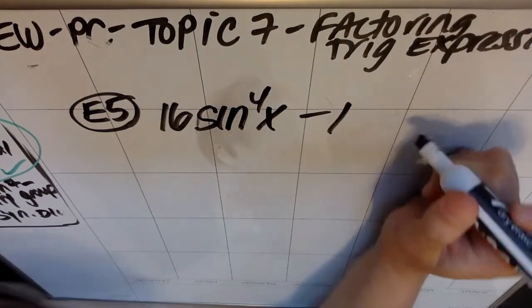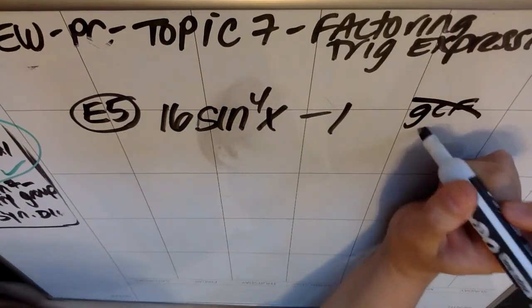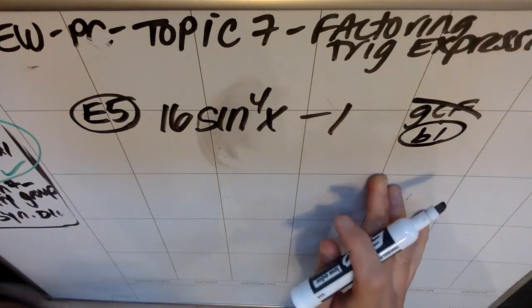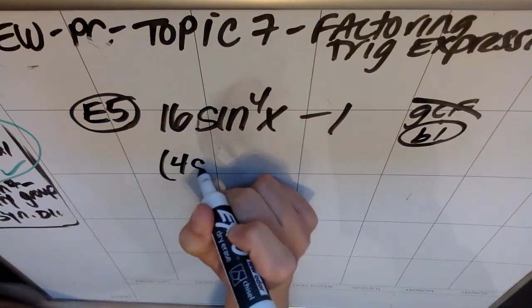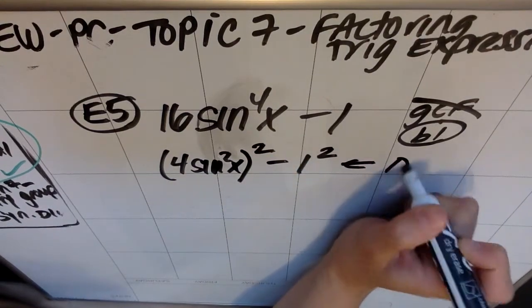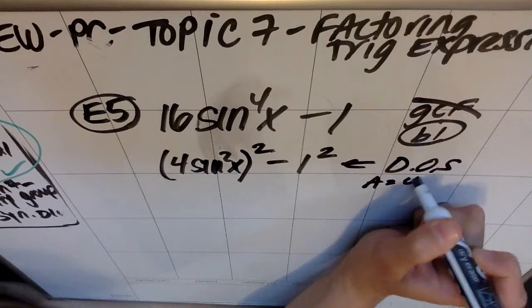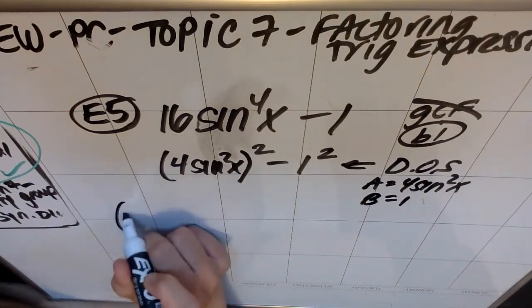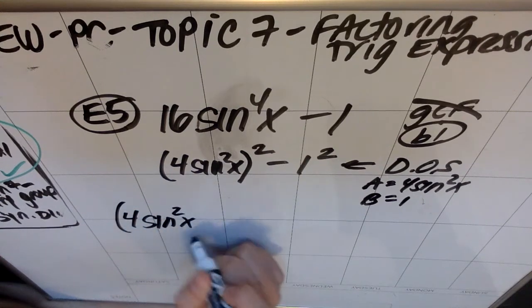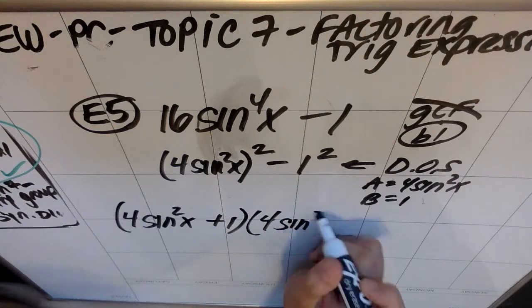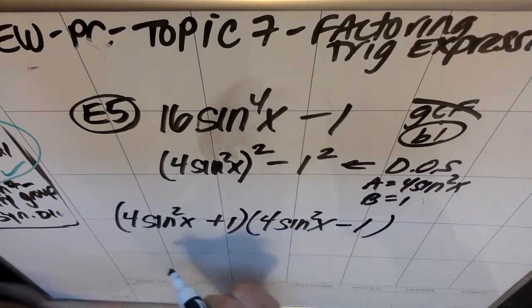So there is no GCF, right? I've got a 16 and a 1, there's a sine, there's not a sine. It is a binomial, right? So I say to myself, well, could this be one of those difference of squares? And it looks to me like if I rewrite this as 4 sine squared x, quantity squared minus 1 squared, it is a difference of squares, where my a is 4 sine squared x and my b is 1. So this is going to factor into a, 4 sine squared x plus b, right? So 4 sine squared x plus 1, and an a, 4 sine squared x minus b, which would be minus 1.